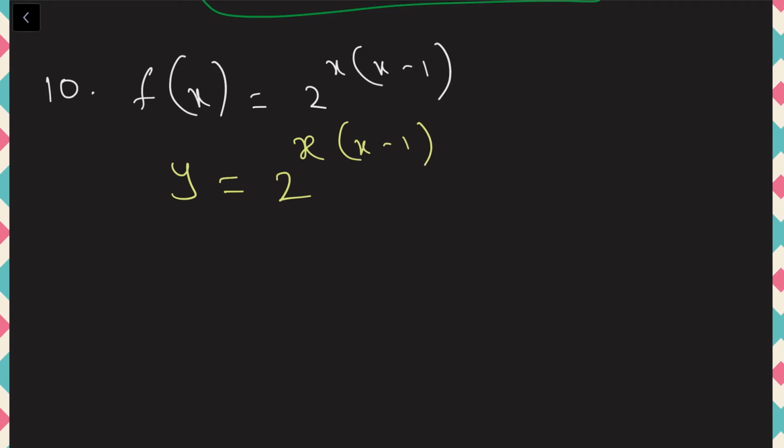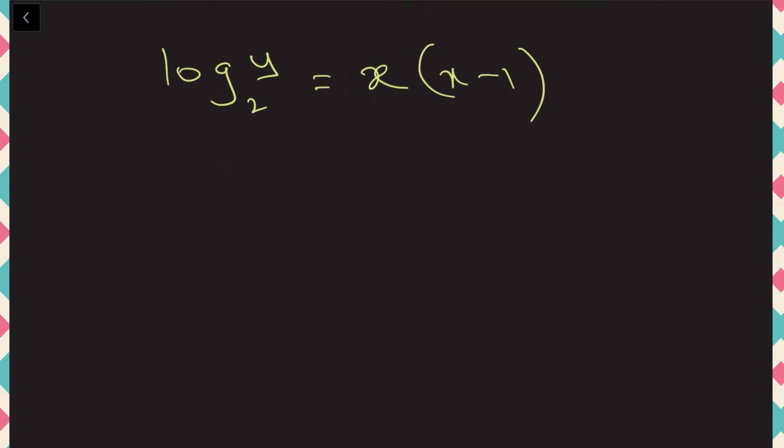Now I want x value anyway. So this is in exponential form. I'll try to convert to logarithmic form. It will become log y base 2 is equals to x into x minus 1. Left side I am writing as it is, that is log y base 2 is equals to x into x minus 1. If we expand it, we will get x square minus x.